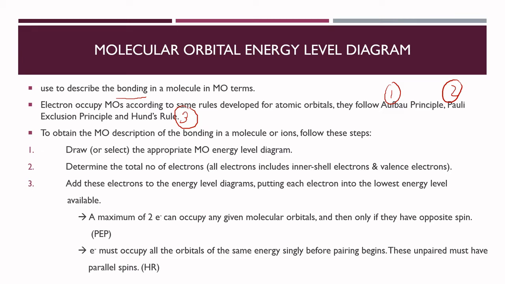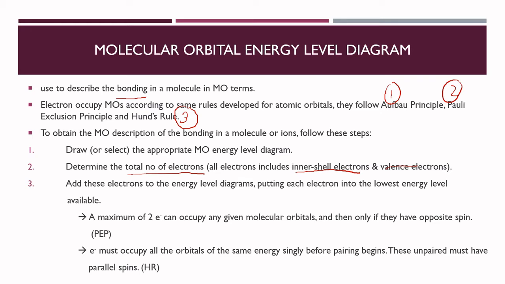To obtain the MO description of the bonding in a molecule or ion, we need to follow these steps. First, draw the appropriate MO energy level diagram. Second, determine the total number of electrons, including inner shell electrons and valence electrons. The third step is to add these electrons to the energy level diagram, putting each electron into the lowest energy level first.